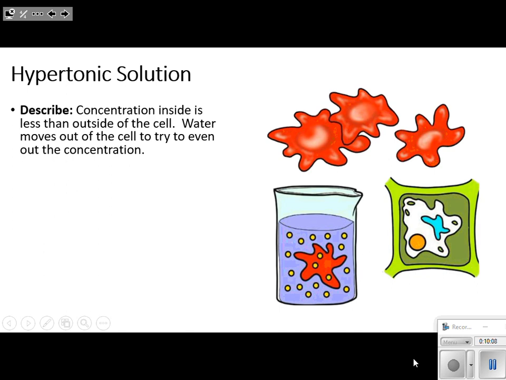So if you look at this cell right here, you can tell that there's a greater amount of yellow dots outside than inside the cell. So, where is the water going to go? The water is going to go outside of the cell to try to even out the concentration.